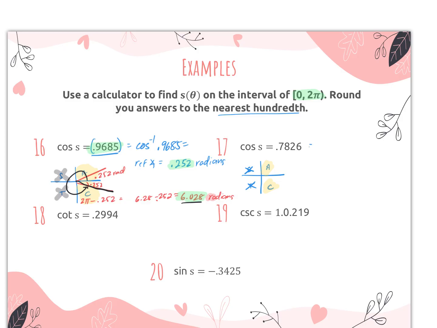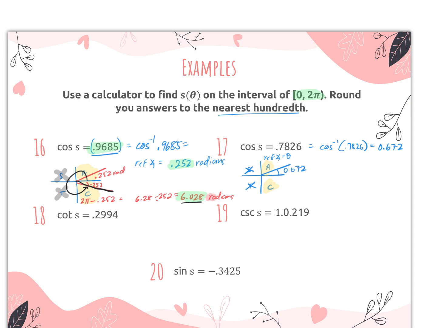So for my reference angle, I'm going to do inverse cosine of 0.7826, and I'm going to get 0.672. That's my reference angle. Remember, in quadrant 1, your reference angle is the same as theta. And so I know that that's going to be my first angle, 0.672.